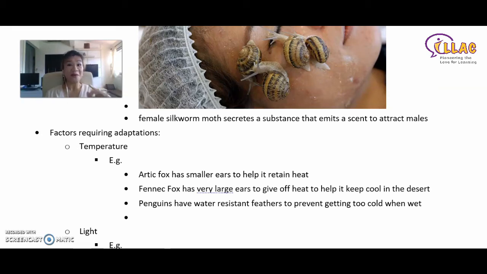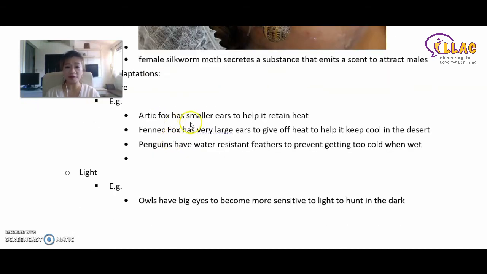Because of what? Number one, because of temperature. It can be so hot in certain places that they definitely need different kinds of adaptations, be it physiological, physical, or behavioral, in order to help them survive. For example, the Arctic fox has smaller ears to help it retain heat. Just now the Fennec fox, because they stay in the desert, needs huge ears to dissipate heat. But the Arctic fox will therefore have smaller ears to retain heat, right? So the Fennec fox over here has huge ears to give off the heat.